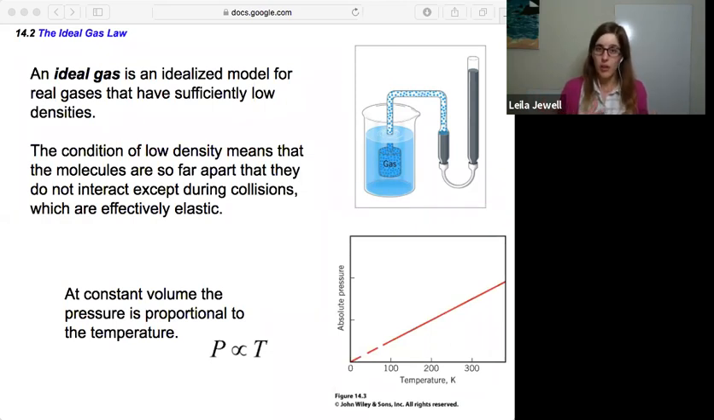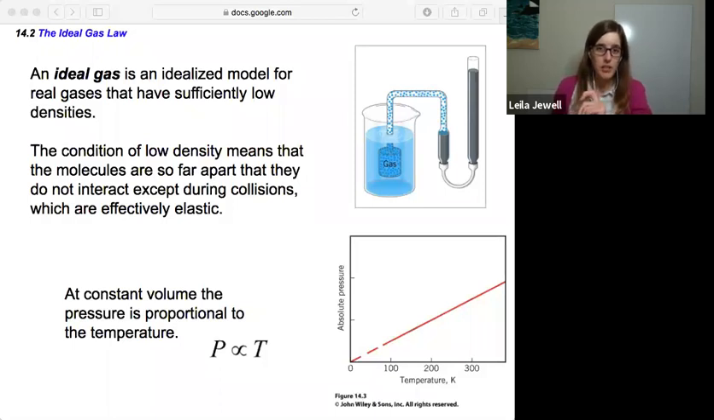So the condition of low density, to make a real gas behave like an ideal gas, means that the molecules are so far apart that they don't interact, right? They aren't affecting each other, except when they're colliding with each other. And the collisions of gas molecules are effectively elastic. It's probably our best example of an elastic collision. So that means the gas molecules basically are totally independent of each other.